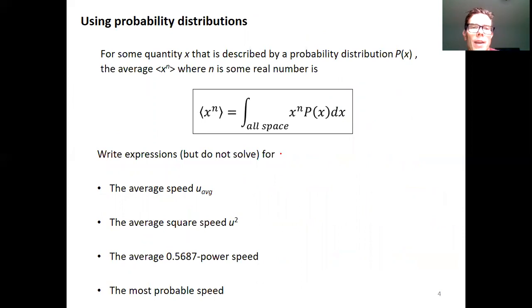Here you go. The way you use probability distributions is as follows. For some quantity x, which is described by this probability distribution p of x, the average of x to the n, where n is some real number, is given by this expression. So we take an integral over all space. All space means all possible values. x to the n, p of x dx.